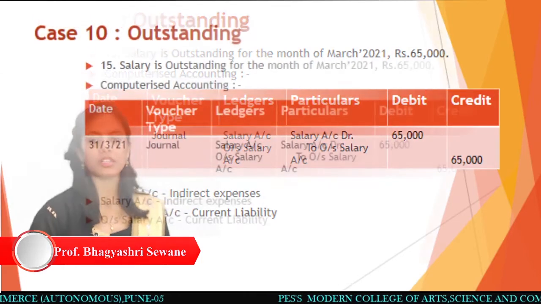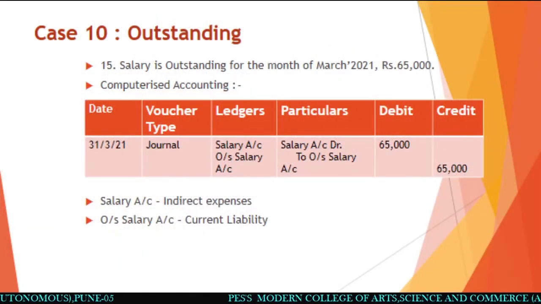You can see over here the groups created. For a salary account, of course, it is my indirect expenses. For outstanding salary, it is my current liability. It is the outstanding salary. It is my liability to pay, right? It is my liability, and that's why it is credited, because the liability has increased. That's why there is a credit.